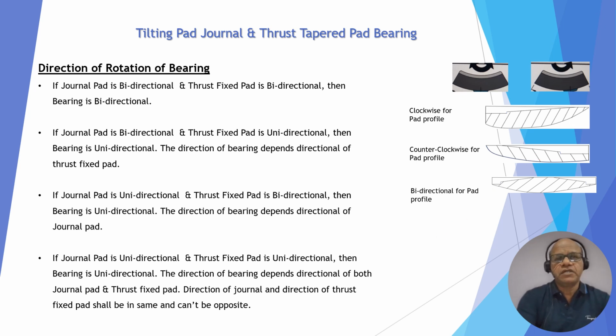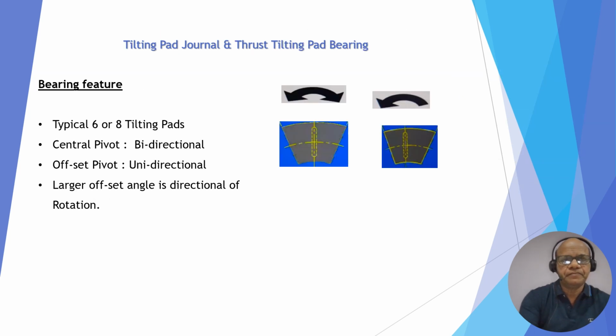So it is very important for the direction of the bearing. It depends on what is the direction of the tilting journal bearing and then what is the direction of the thrust taper pad bearing. Now tilting pad journal and thrust tilting pad bearing.